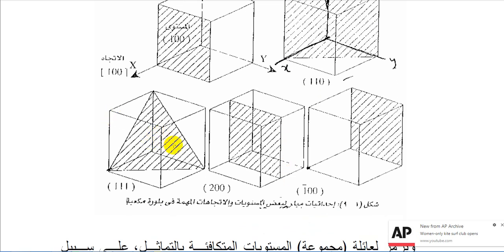Here is the triangularized plane. This is the triangularized plane that actually comprises the entire orthogonal axes, the three perpendicular axes, 1 1 1, as you can see right in front of you. And this is the mid plane, 2 0 0. And this is the lateral plane, 1 0 0.